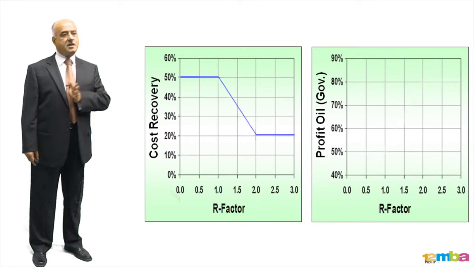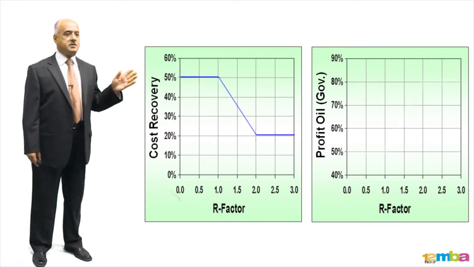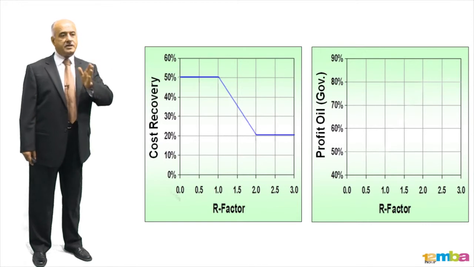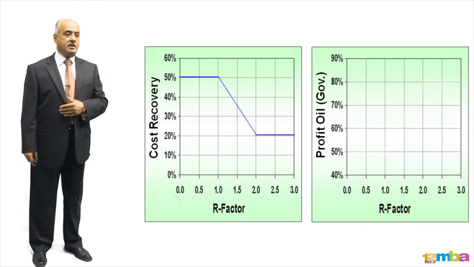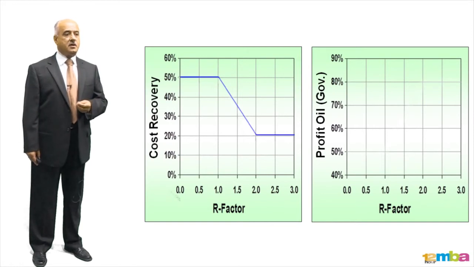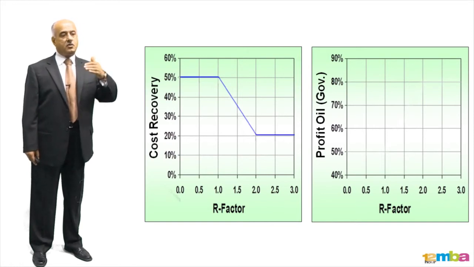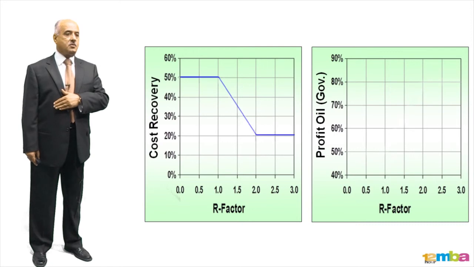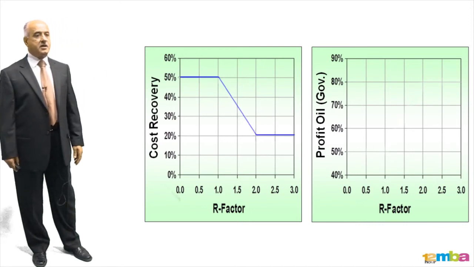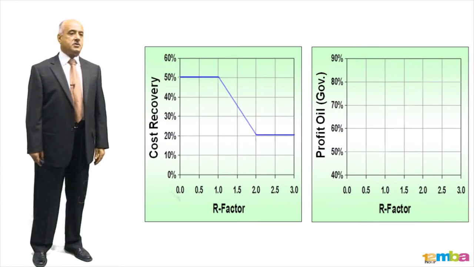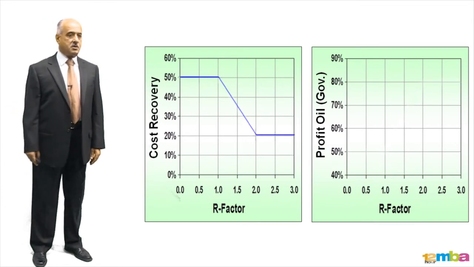But once he crosses the R factor of 1, that means he has already recovered all his past costs. Only the day-to-day operating expenditure and the costs that are occurring in the current years are what is left to be recovered. So therefore, the cost recovery percentage goes down. And then the smallest percentage is 20% after the R factor reaches 2, and then it stays constant from there on.